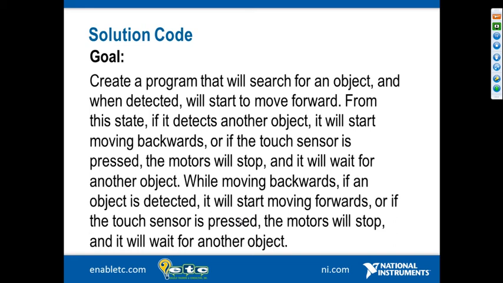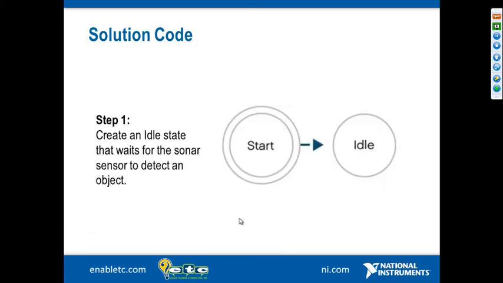While moving backwards, if an object is detected, it's going to start moving forwards again. Or if the touch sensor is pressed, the motors are going to stop and it'll wait for another. So this is a nice big long paragraph, and it's a little bit hard to parse when you read it at first. So the first approach we should always take when we're going to do this kind of programming is to create our state diagram. So let's break the problem apart and come up with our state diagram.